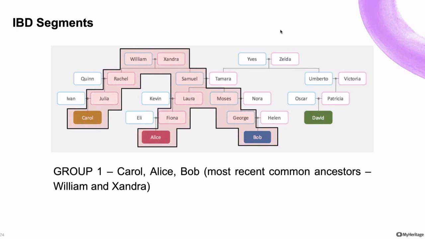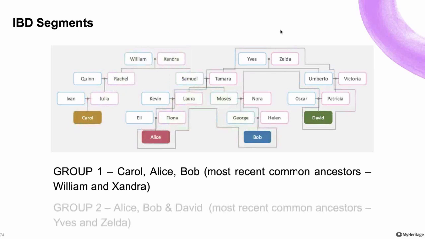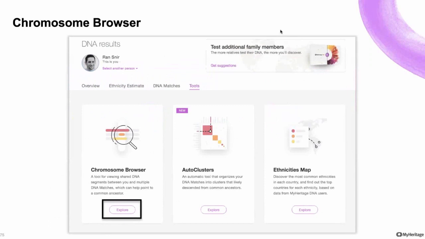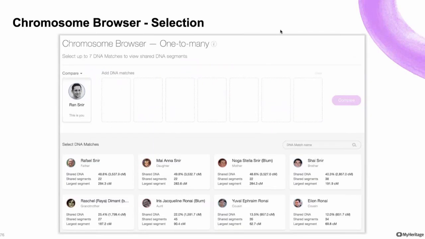And there's another group, consisting of Alice, Bob, and David, who are all descendants of Eve and Zelda. All of them should, or potentially will, have triangulated segments, pieces of DNA that are similar to all 3 of them, and have all been inherited from Eve and Zelda. You can check all that using the chromosome browser, which is located under Tools. And when you get to the chromosome browser, you'll see all your DNA matches.